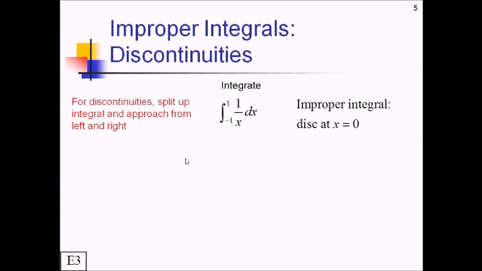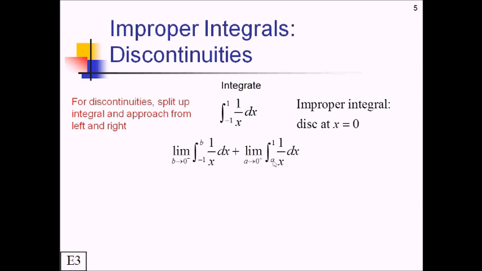I'm going to need a limit as b approaches 0 from the left side of negative 1 to b, 1 over x dx. So this is essentially taking the piece of this function that's to the left of 0. And I'm getting as close as I can to 0 without actually plugging it in. But I'm not done. I have the other half now. I have to add the limit as a approaches 0 from the right side of a to 1, 1 over x dx. So this is everything on the right side.